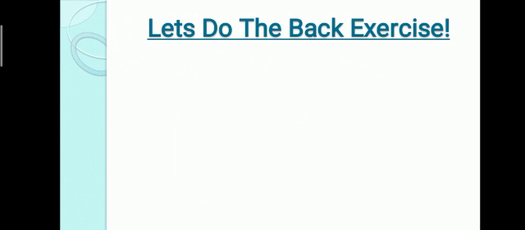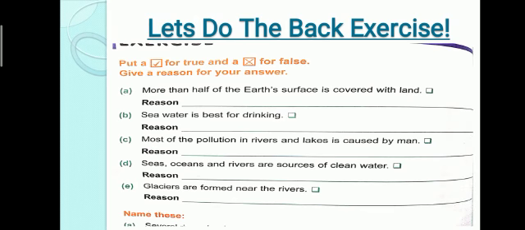Okay girls, we have done the reading of this chapter. Now it's time to do the back exercise. So let's do the back exercise. First of all, you have to open your book, back exercise, and write down today's short date on it. Then you have to do the first exercise, that is put tick for the true and cross for the false. Give a reason for your answer. You already know that we always give the reason for the answers because reasons are necessary so that you can tell why you are considering the statement as a false one.